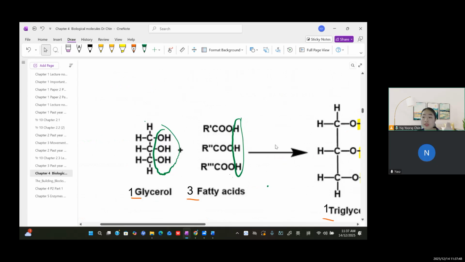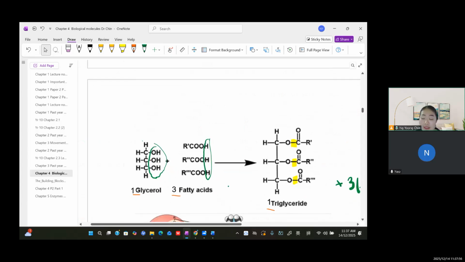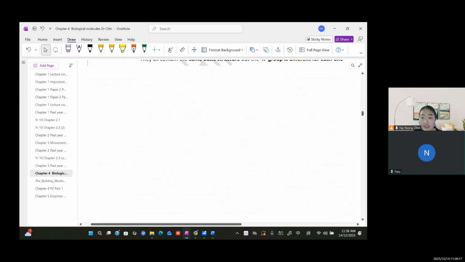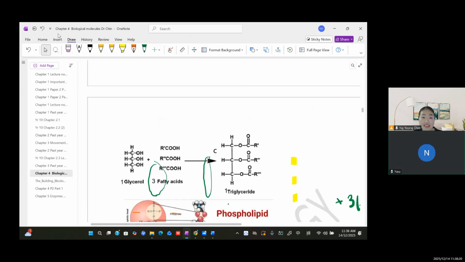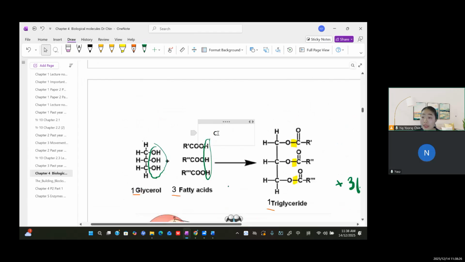So this process, it is also called as what? Is it called condensation or hydrolysis? You combine 1 glycerol and 3 fatty acids and then become triglyceride. So do you think it's condensation or hydrolysis? Maybe condensation? Yes, the answer is condensation. Just remember that it means combine.